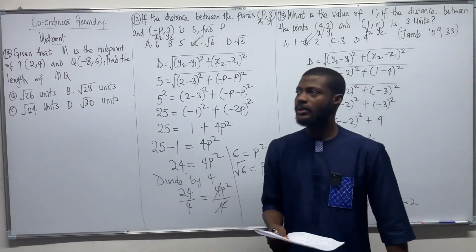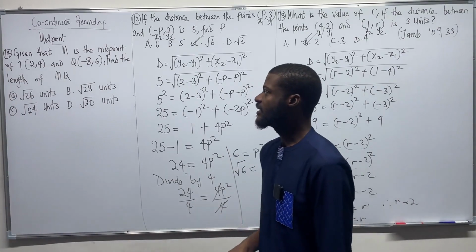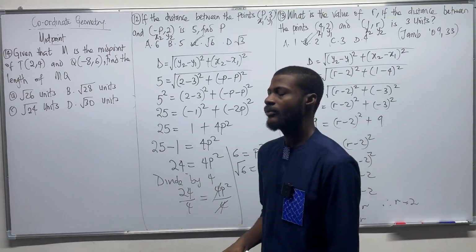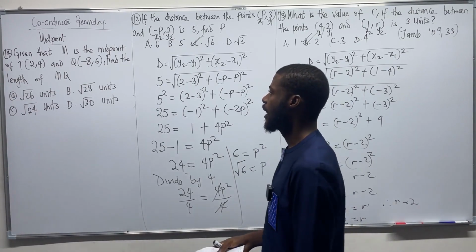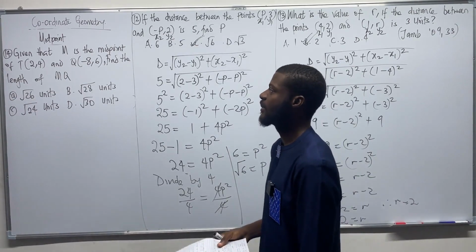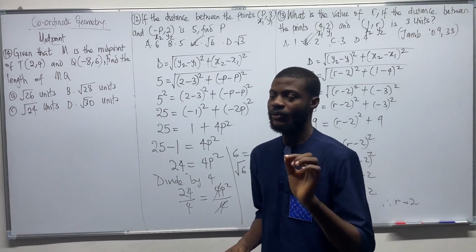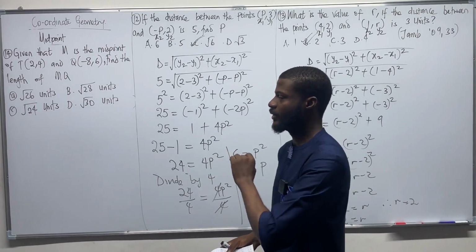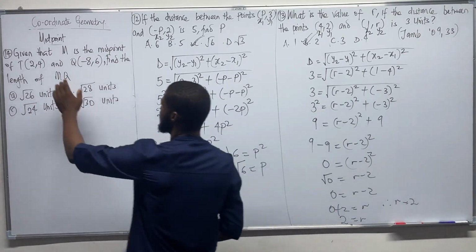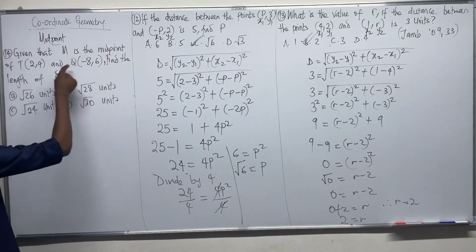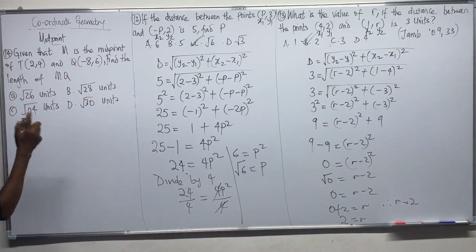Here's question 14. It says, given that M is the midpoint of T, which is at (2, 4), and Q, which is at (-8, 6), you're asked to find the length of MQ. Now, the first thing you want to do is, given that M is the midpoint, let us find the midpoint between this and this, first of all.